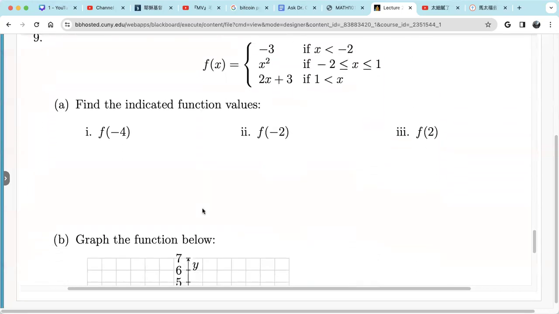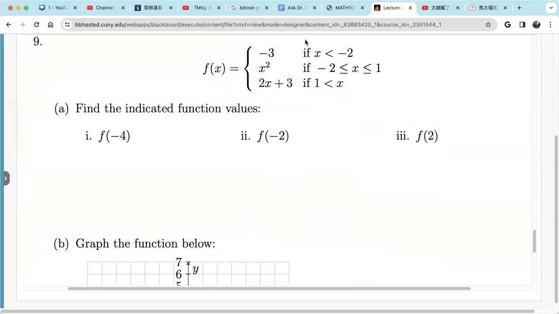Let's see this one. So I have 3 pieces. The first interval is from -infinity up to -2, but not including -2. The second one, including -2 up to 1, including both. The third one from 1 up to positive infinity.